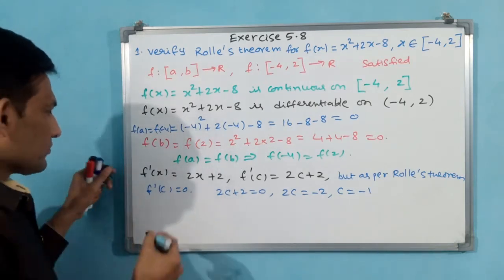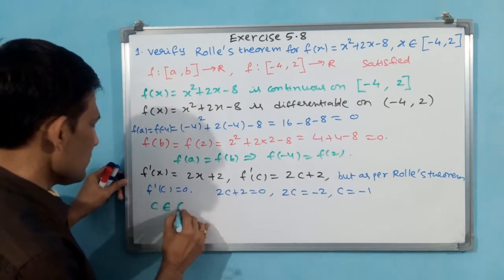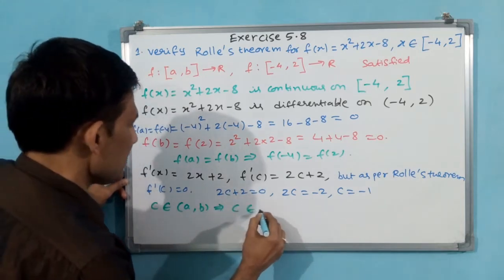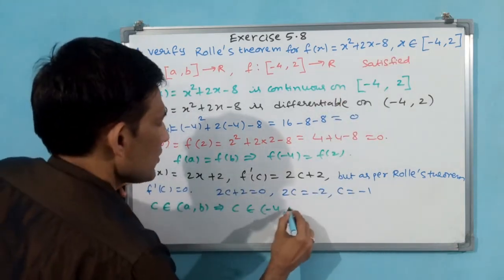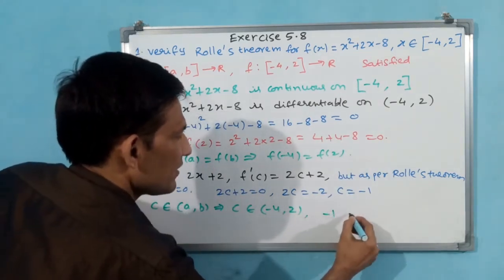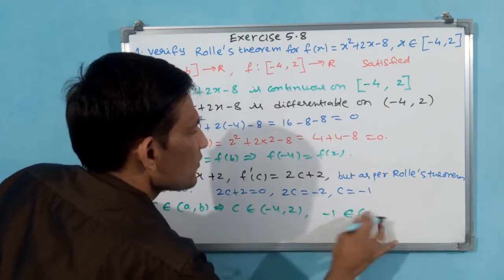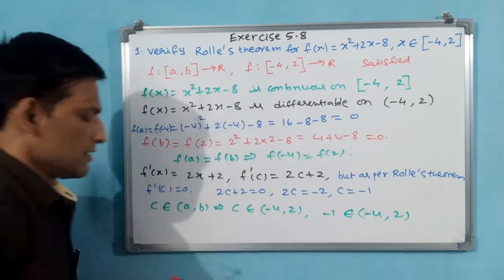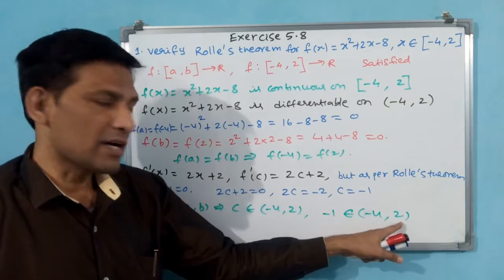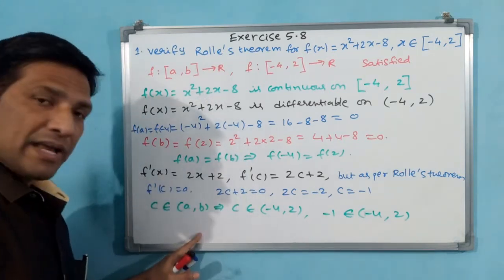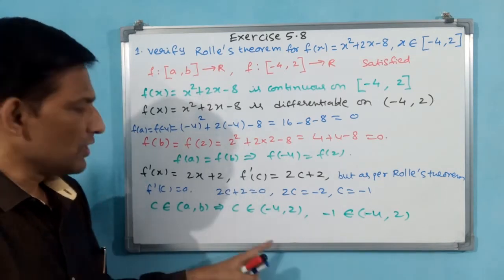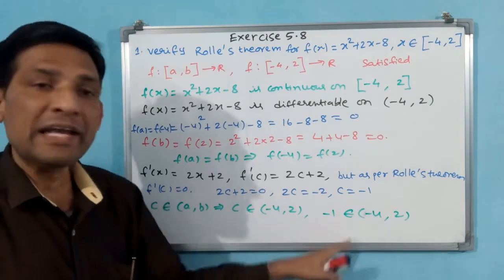Again you write, c should belong to the open interval a, b. That means c should belong to minus 4, 2. Then minus 1 belongs to minus 4, 2. Is it correct or not? First you tell me. This minus 1 is in between minus 4 and 2, yes, but it is not equal to minus 4 or 2. In the real number line, minus 4, minus 3, minus 2, minus 1, 0, 1 will come. In between minus 4 and 2, minus 1 is already there. That is why this is valid.